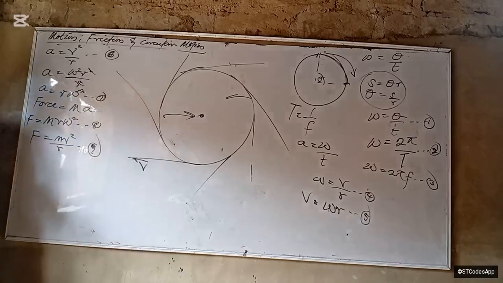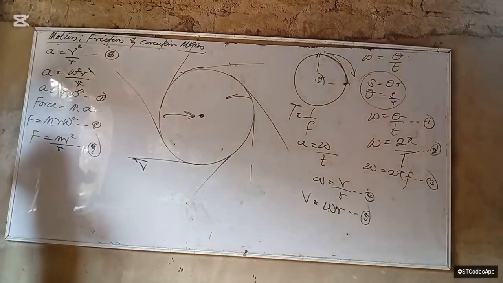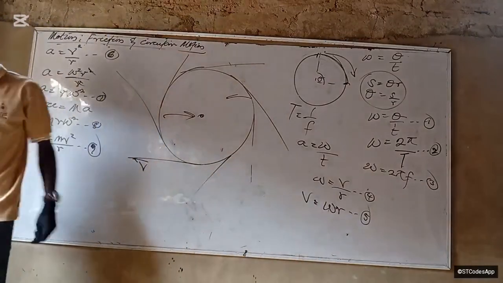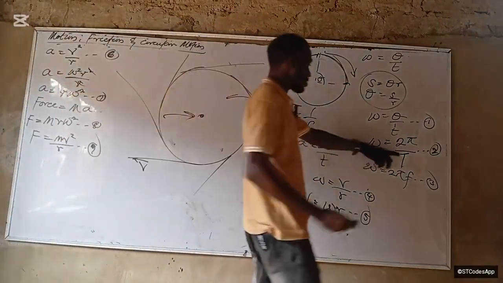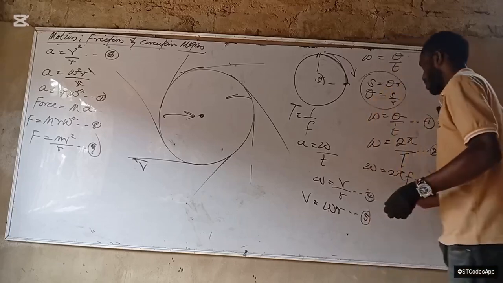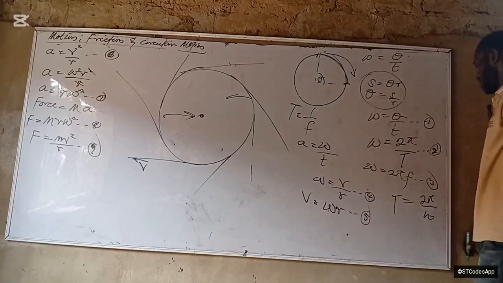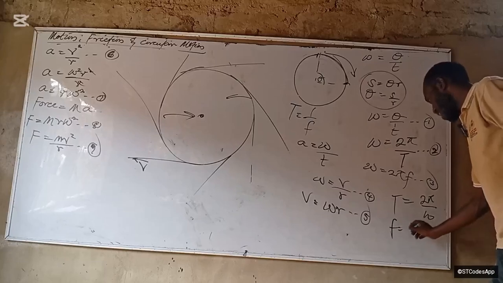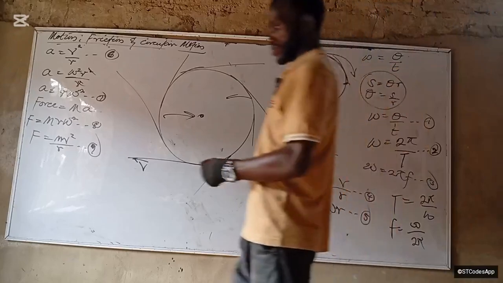Let's make it 10. Which other one can we put here? Let's not complicate matters. Is that okay? Okay, there's another formula here. T equal to period, so what will period be here? 2 pi over omega. And what will F be? Omega over 2 pi. Just the inverse of that. Does that make sense? Okay.